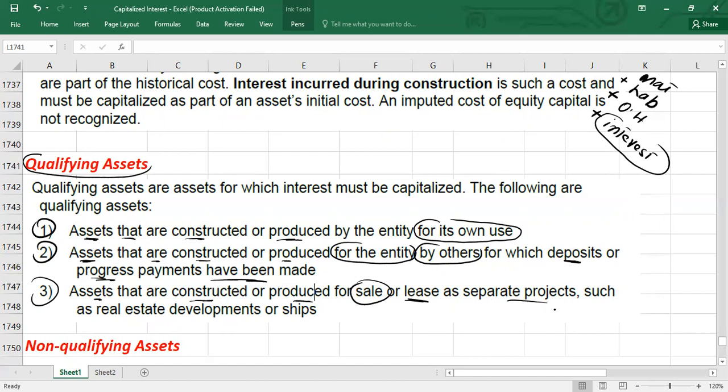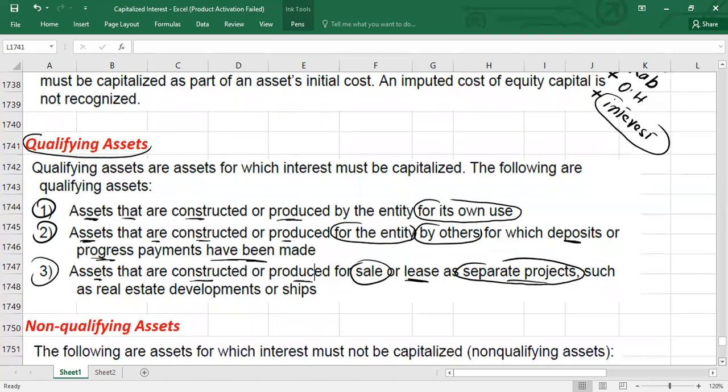The third point: the assets that are constructed or produced for sale or for lease as a separate project. For example, it happens in real estate. Maybe you are going to construct certain buildings, and you will sell those buildings or lease them out, but it is a separate project. This also falls under qualifying assets. So this is what your qualifying assets are.